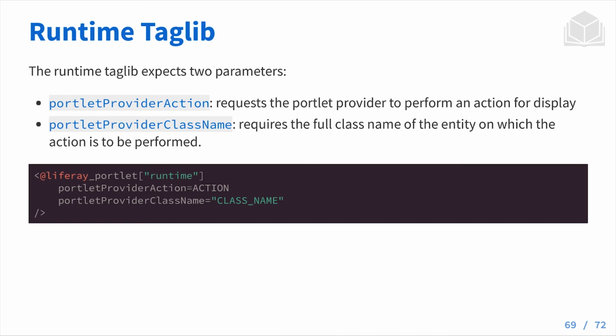Now, in order to include any widget on the platform, we can use the Liferay Portlet Runtime. And what this does is it requires a Portlet Provider action and a Portlet Provider class name. Now, the Portlet Provider action is going to require the Portlet Provider to perform an action for display. So basically, what mode would our portlet be in? Would it be in edit mode, view mode, etc.? Okay. The most common action, of course, is view, and this is just the basic display for the widget that you want to have displayed. Okay.